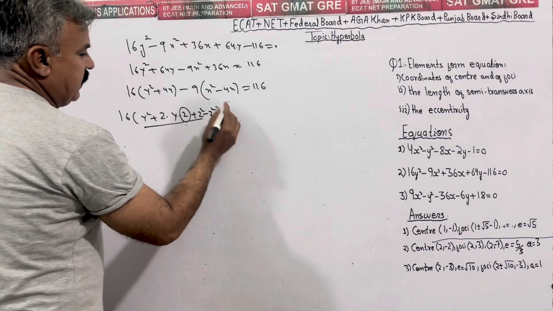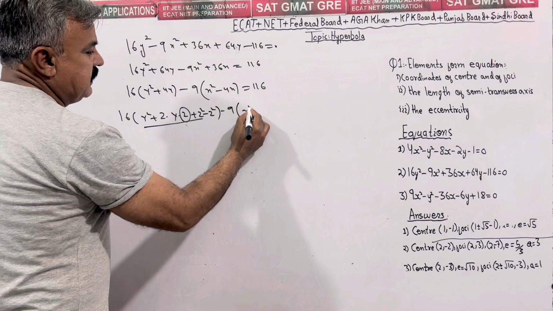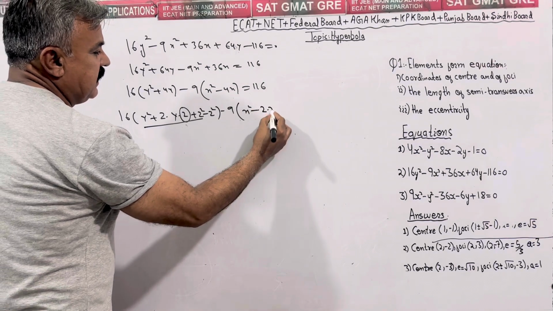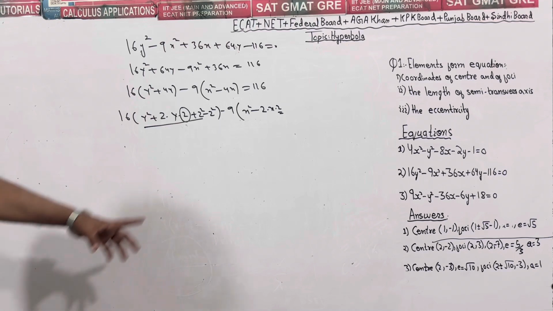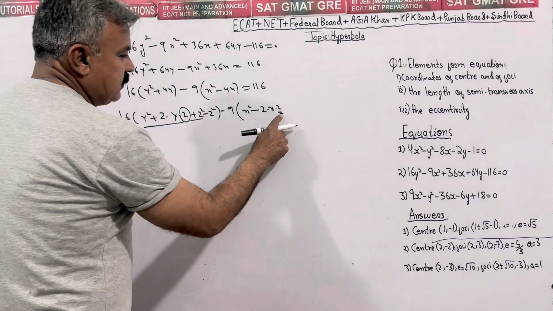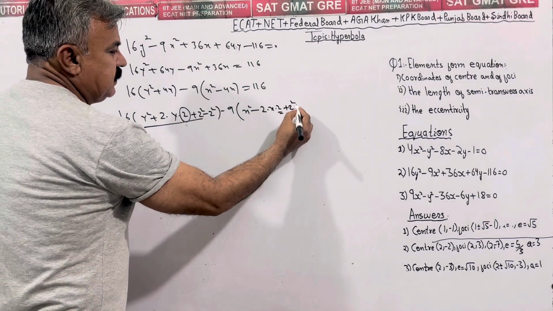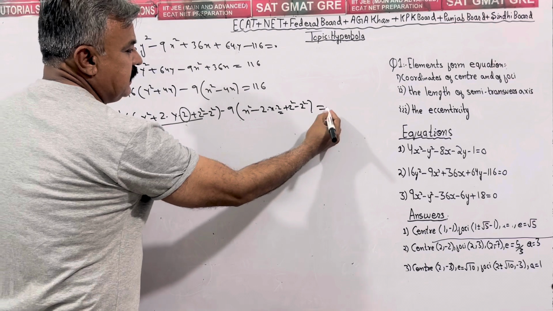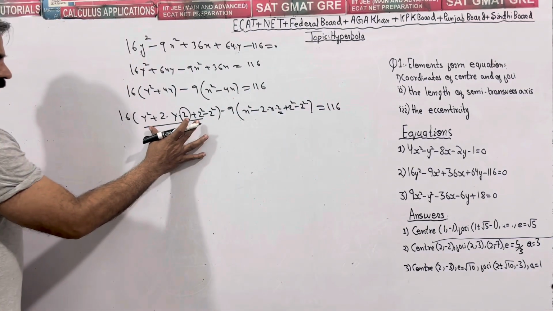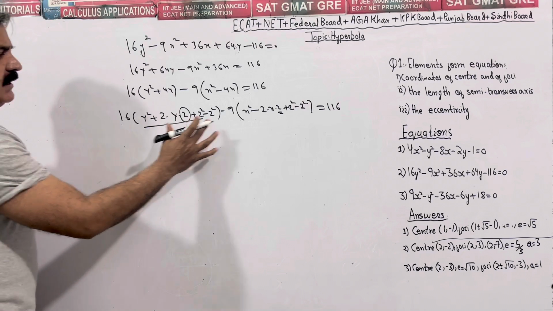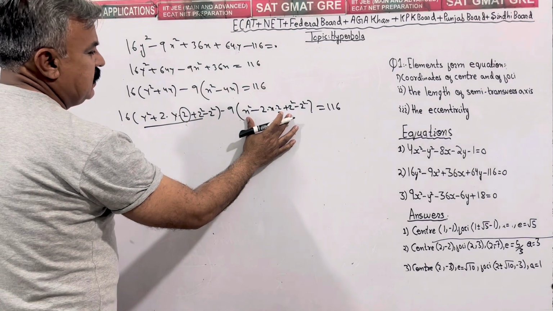In the same token, what about this? Minus 9 x square, minus 4x can be written as 2 times x times 2. That's our second term. A minus b whole square, b is 2, so there must be 2 square. Add as well as subtract. Okay. Merge them. It is the perfect square of y plus 2 whole square, and x minus 2 whole square.